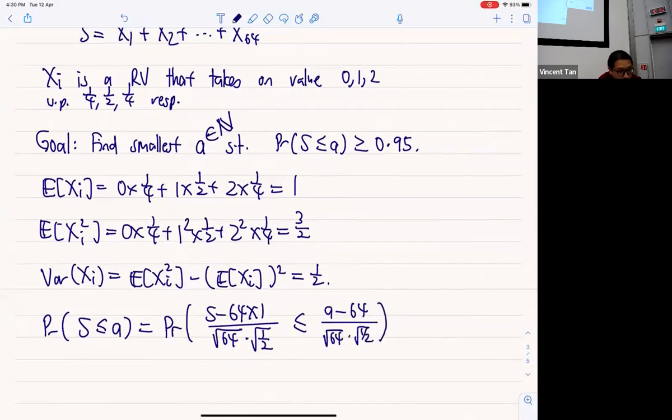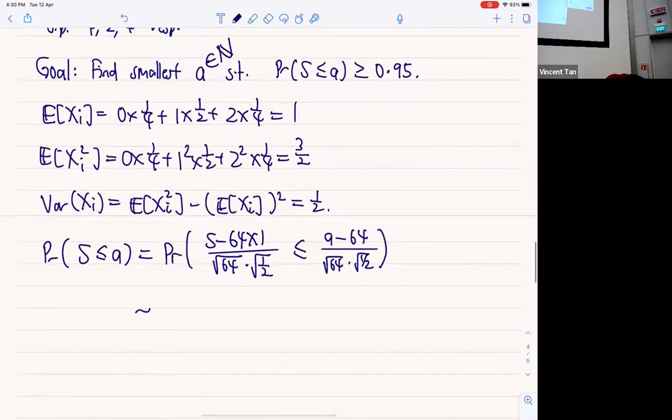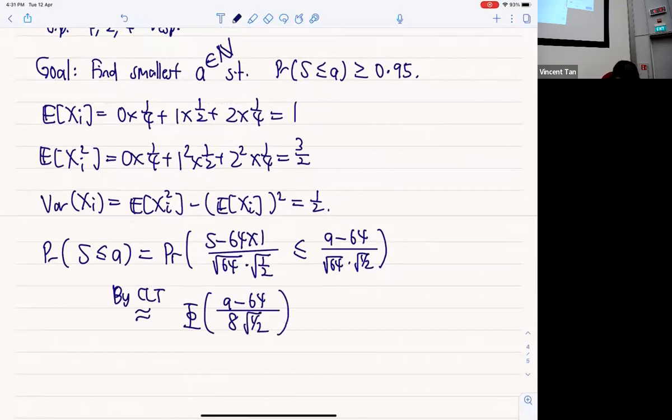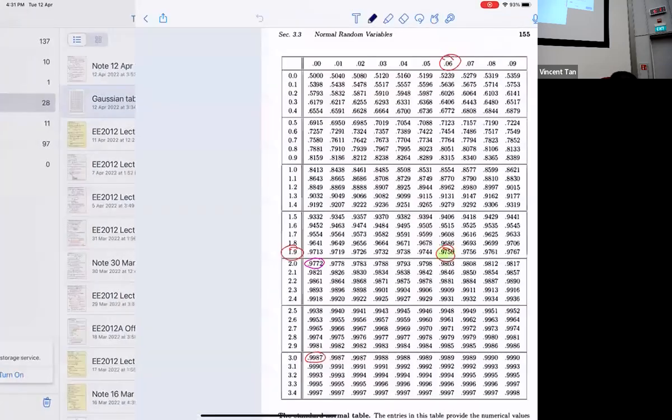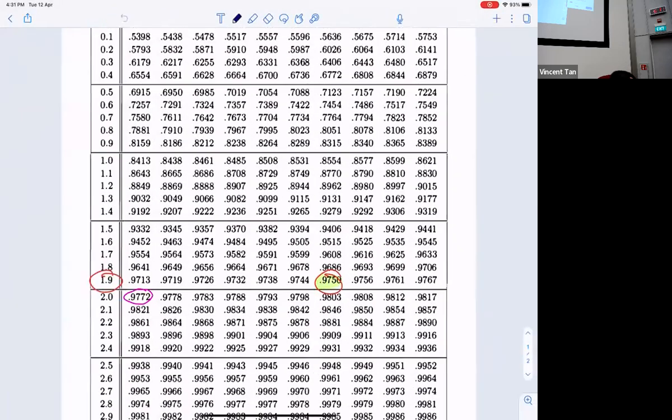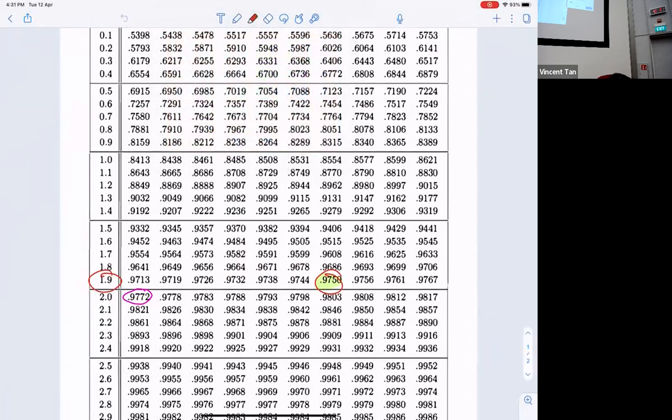Okay. We want, by the central limit theorem, this to be phi of (A minus 64) over 8 times square root 1 over 2. So we want this to be bigger than 0.95. Okay, so we go back to our table and find where is the 0.95. So let's open our eyes big, and then we will see 0.95. Here, between here and here.